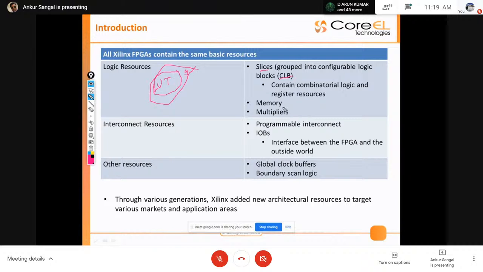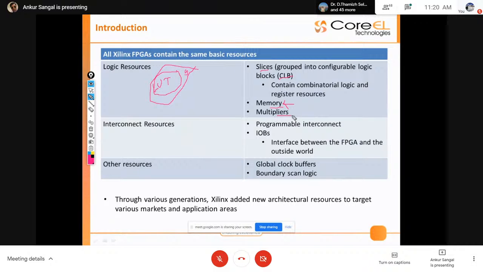Now, if you are working with sequential statements, in your design you need some intermediate registers, so you need memory. This is also available in the form of block RAM and distributed RAM. Memory is available here. After that, the multiplier is also available.